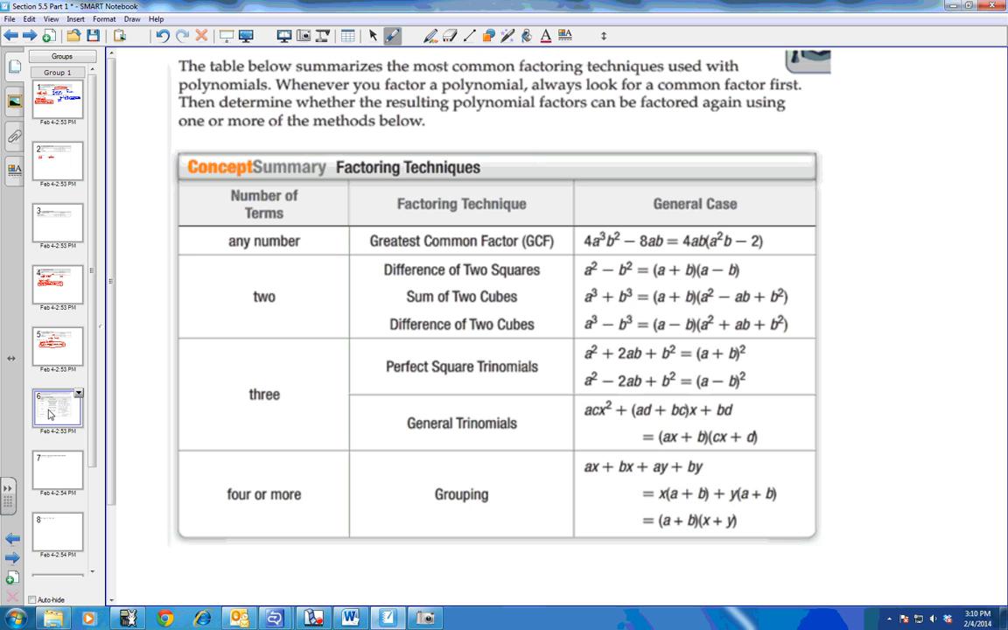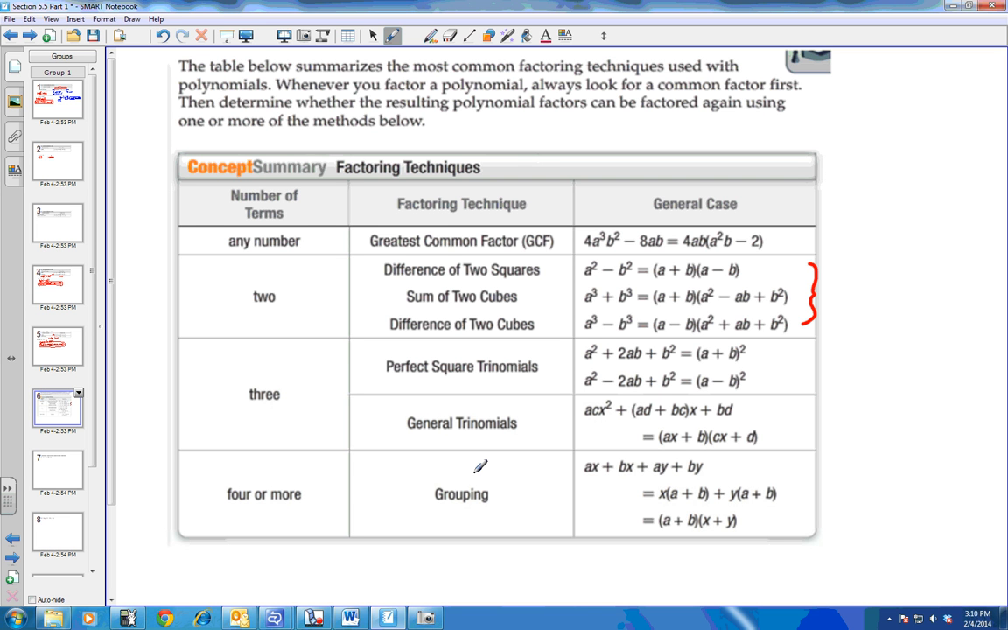The next part, this gives you a little table basically on a strategy in order to factor something. So if you have two terms, you need to check and see, is it the difference of two squares, is it the sum of two cubes, or difference of two cubes? And here's the formulas that you would use. If you have three terms, then we can use our box to factor that. If you have four or more terms, we have to group them together.